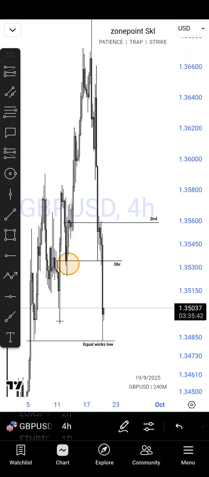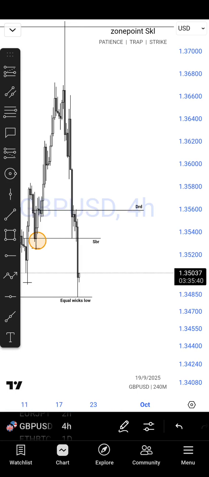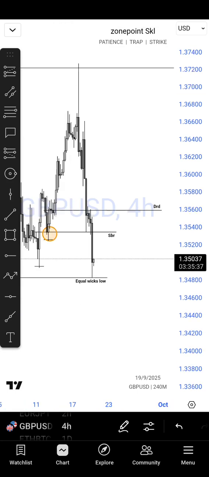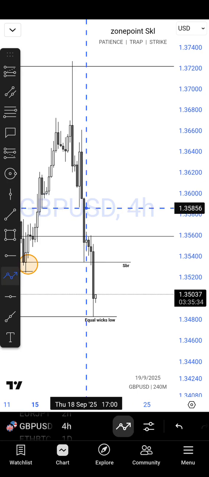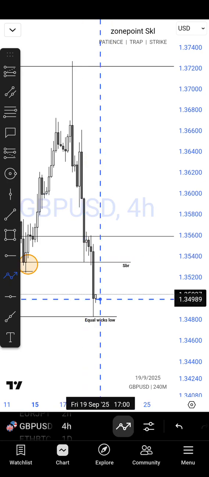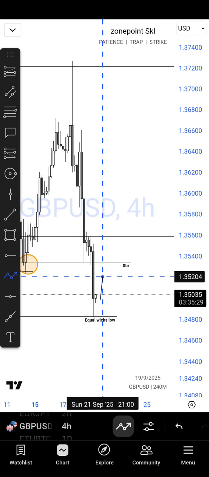Support becomes resistance. So now, what are we expecting price to do on these 4 hours? We're expecting price to create liquidity close to our key level.